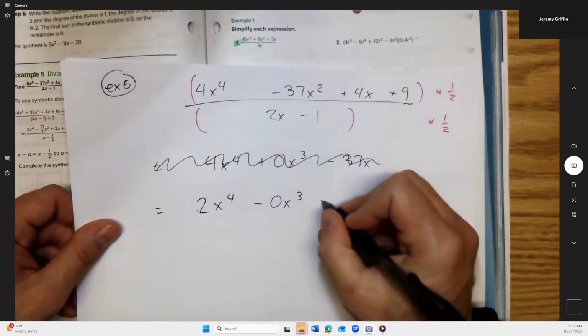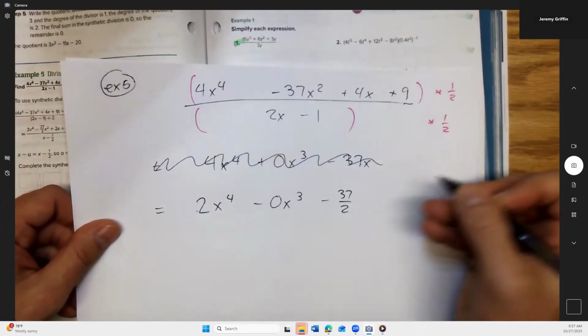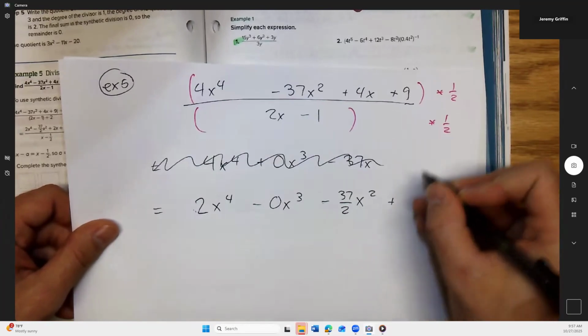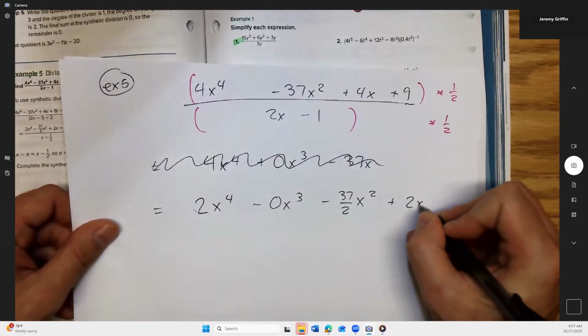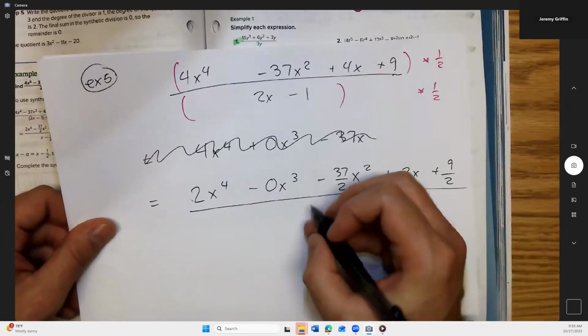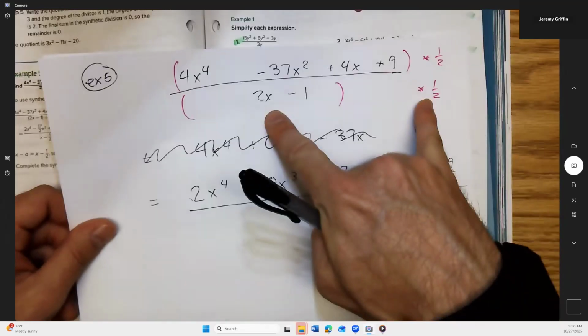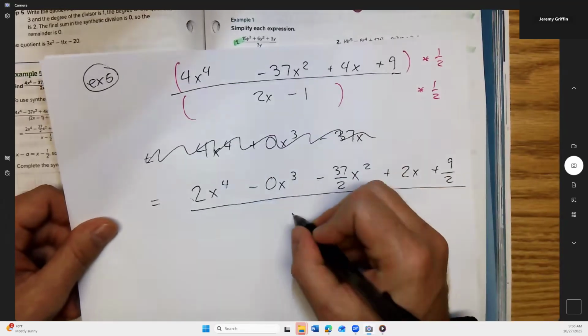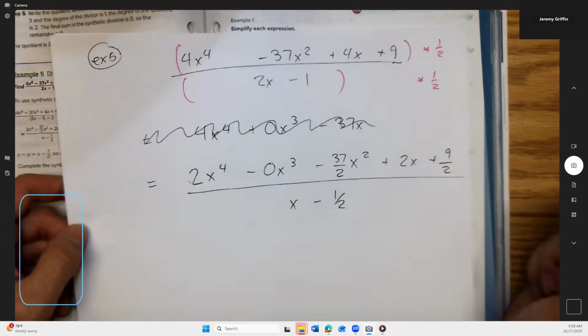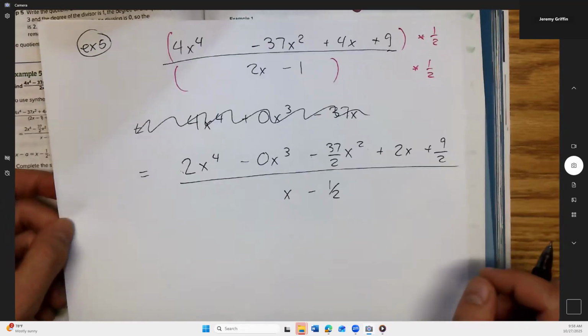Okay. Now, 37 over 2. That's a funny fraction. That's okay. This is what I need. Okay. 4 over 2 is 2x, and then I have this plus 9 halves at the end. I'm dividing that all by, and then this bottom binomial times a half is your x minus a half. Okay. Now this is in a form that's ready to use for synthetic division.